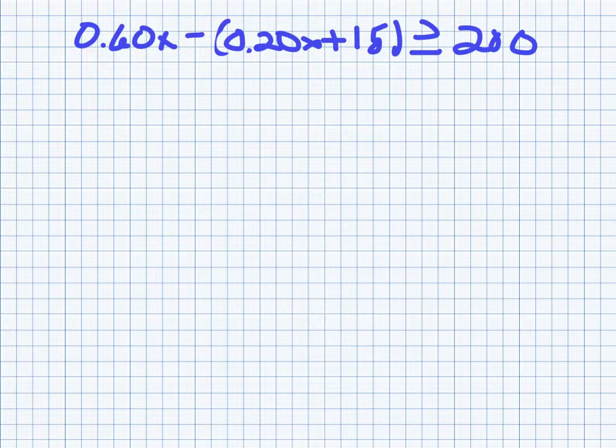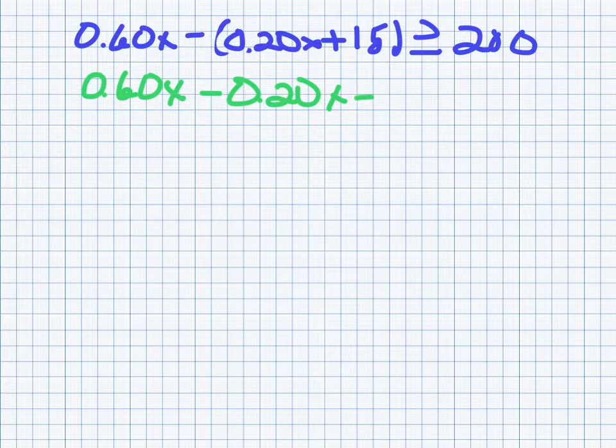Now I'm going to use the distributive property, and I have to get rid of my parentheses here. So my negative times this positive here is going to just change the 15 here. So that's the only thing that essentially changes when I distribute this out. And then we need to combine like terms.